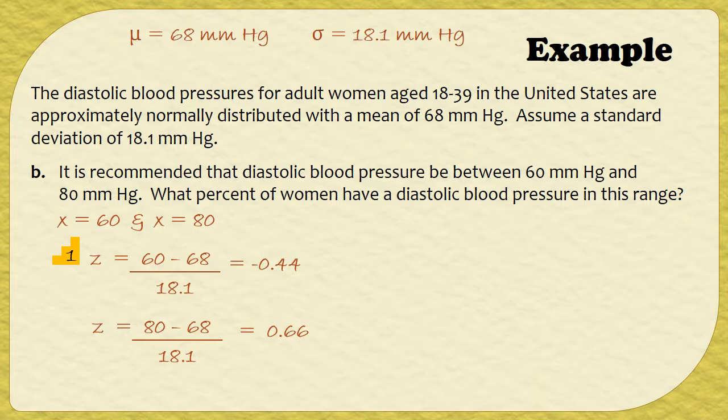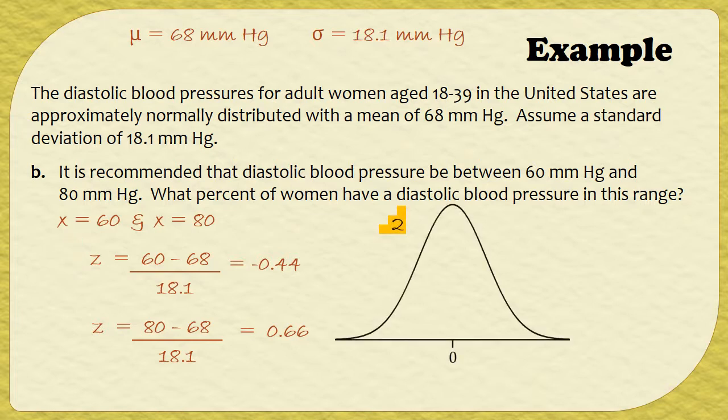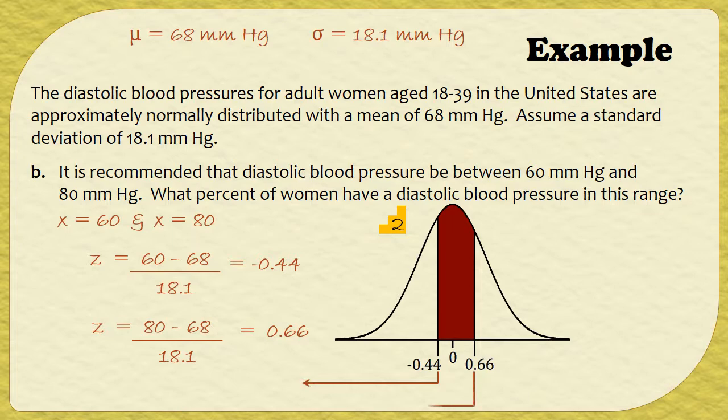Now that we have the two z-scores, we can advance to step 2, which is draw a picture of the standard normal curve. In this case, I have one negative z-score and one positive z-score. So one of the cutoffs is going to be to the left of 0, and the other one will be to the right. Since we're interested in women that are in this range, we're interested in women that are between these two values. So I'm going to shade in between, and I'll draw my two arrows pointing to the left.